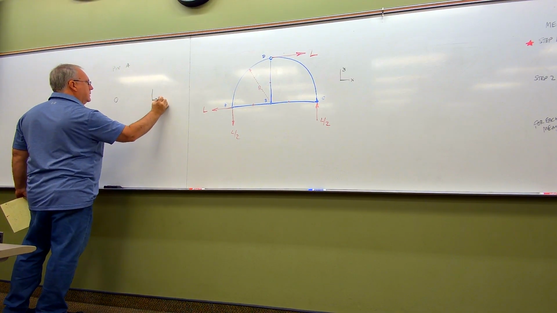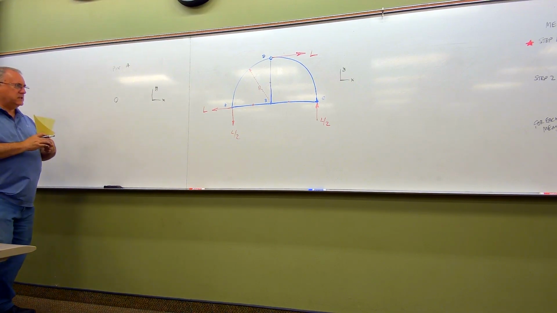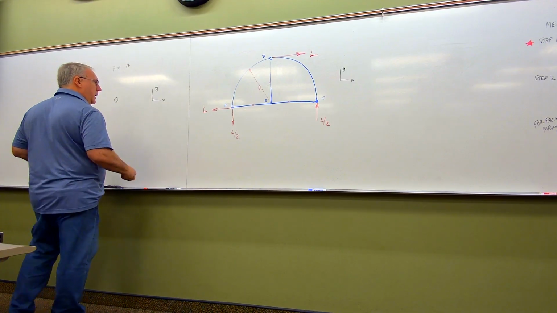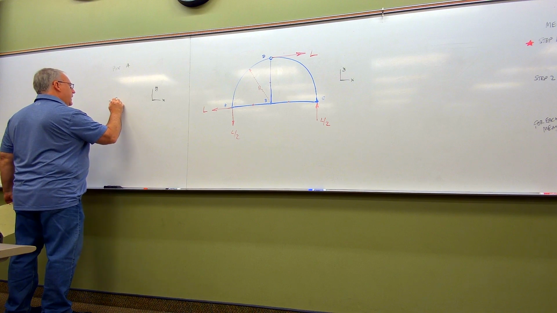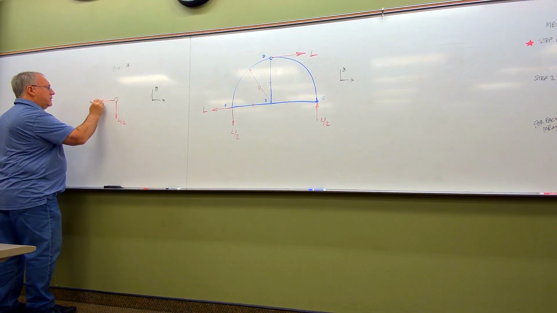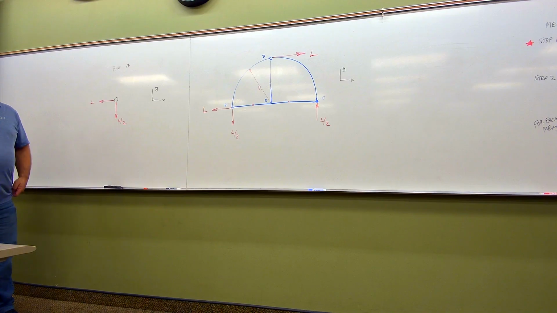There's the pin, the usual XY axis system. We already know that on this pin, we have got the force L over 2 going down like this. We've got the force L coming over like this. We know we're going to represent the force in member AD as an arrow pointing away from the pin, because we're assuming everything's in tension. But the question becomes, what direction does that arrow point?